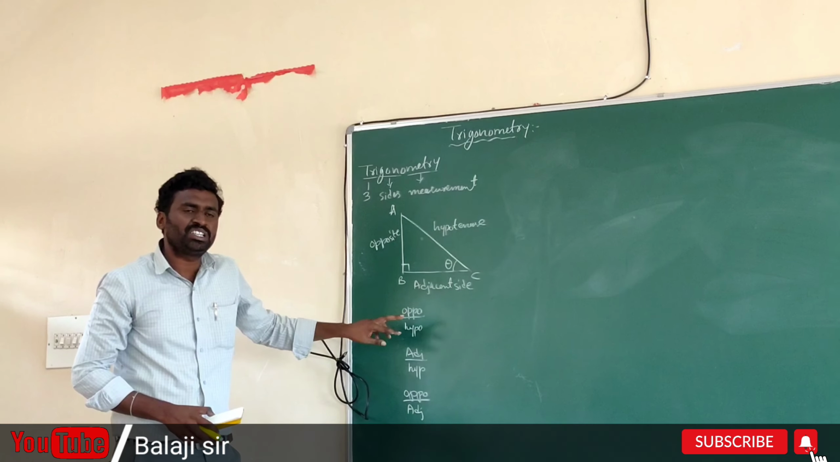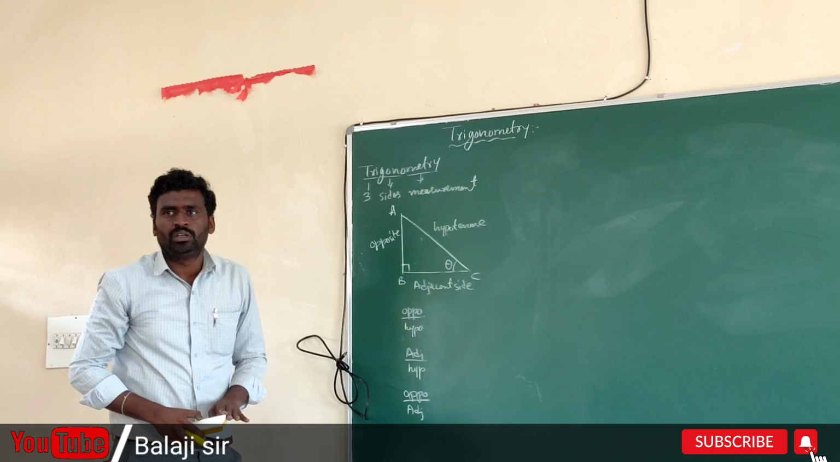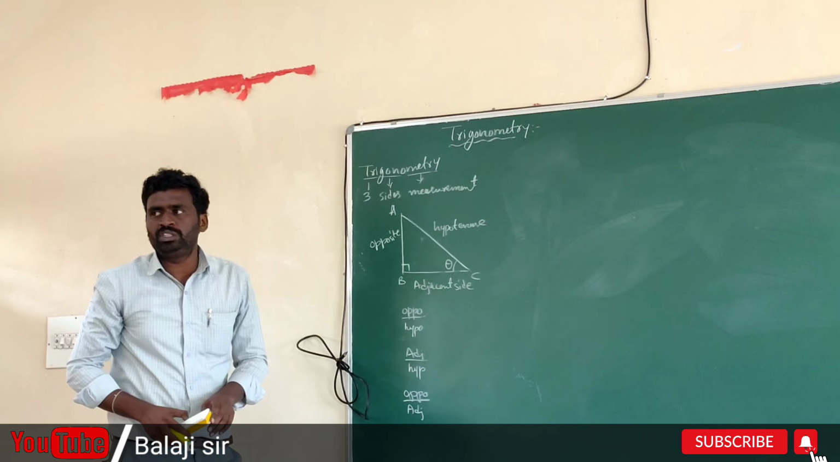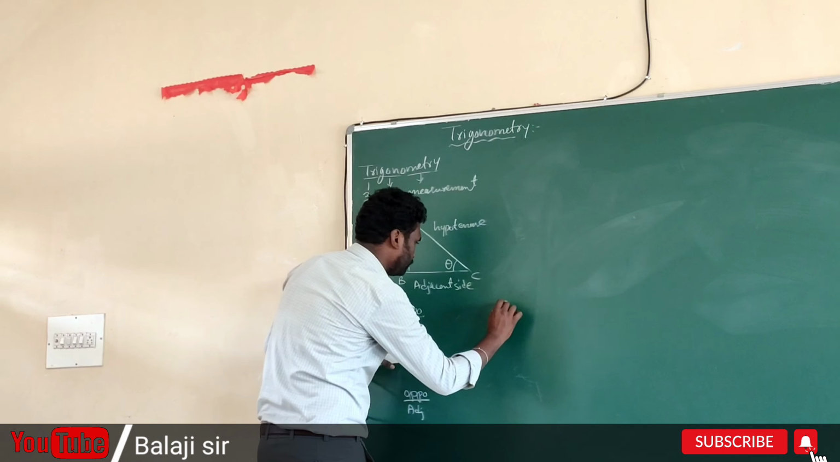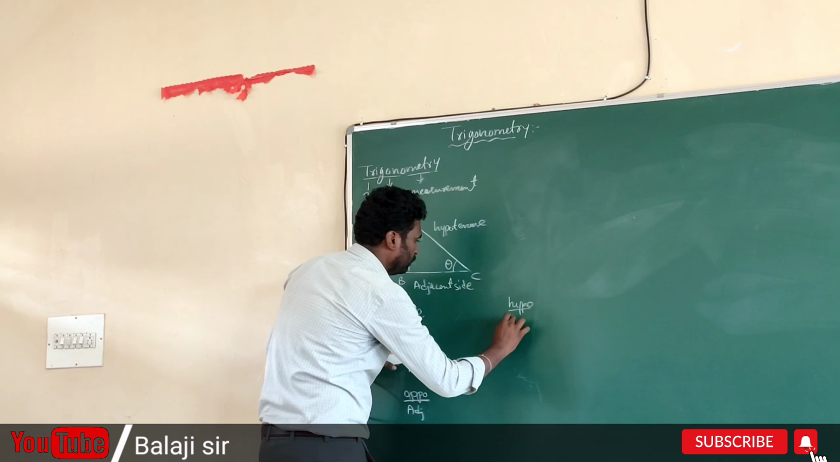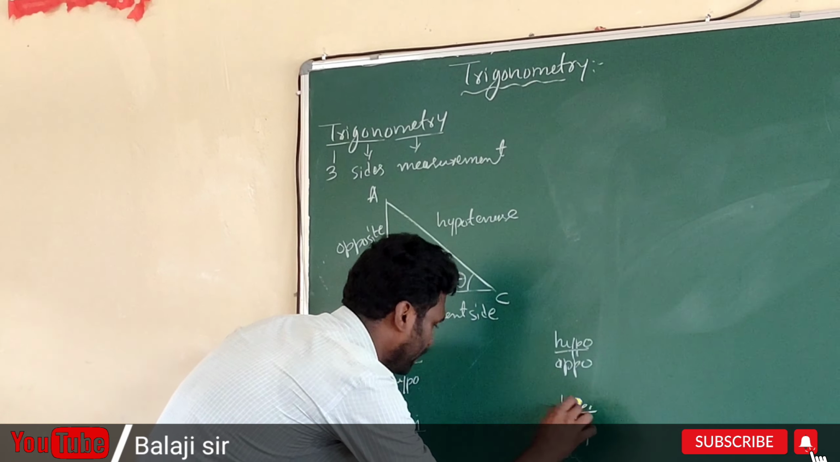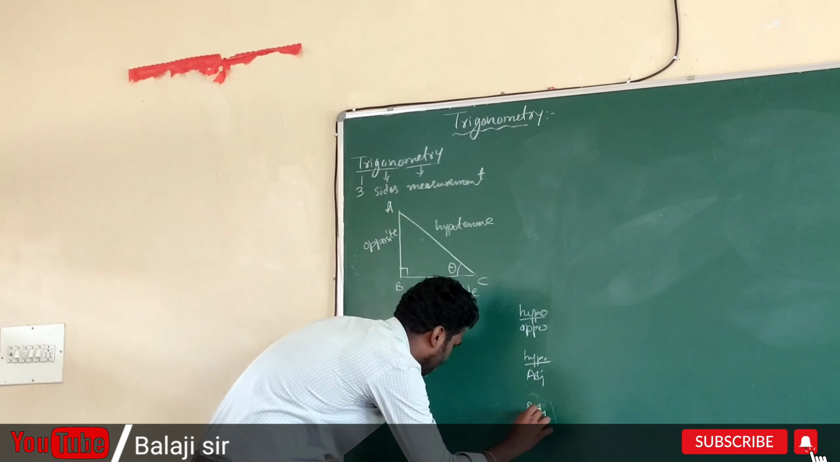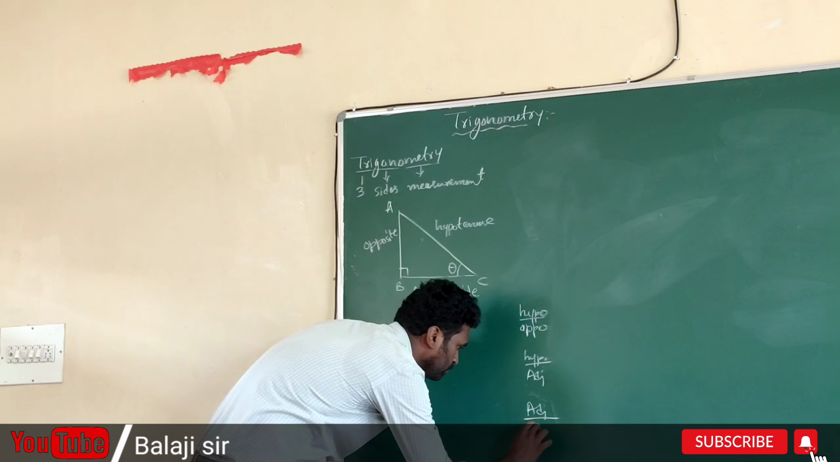Now, can we make the reciprocals of these ratios? Yes, sir. When you make the reciprocals of these ratios, you get a total of 6 ratios. So, what is the reciprocal of this? You get hypotenuse by opposite, and the next one is hypotenuse by adjacent. Similarly, now we come to know that all of the 6 ratios are there. Now let us give a name for them.